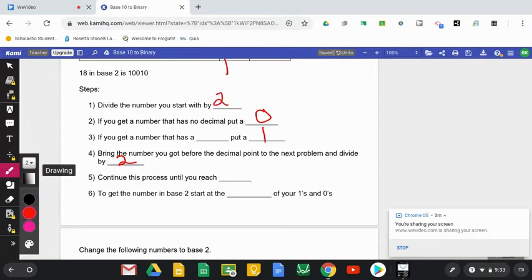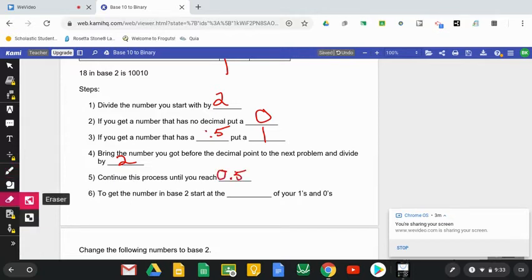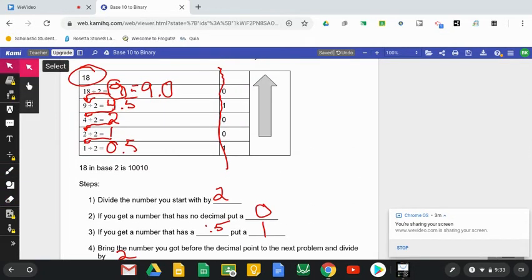So this is 2, and that was 0.5. We're going to continue this process until you reach 0.5. So you see I did this until I got 1 divided by 2, 0.5, so I stop.